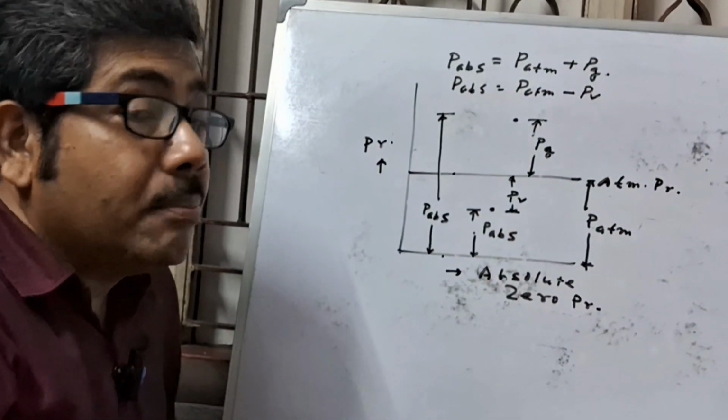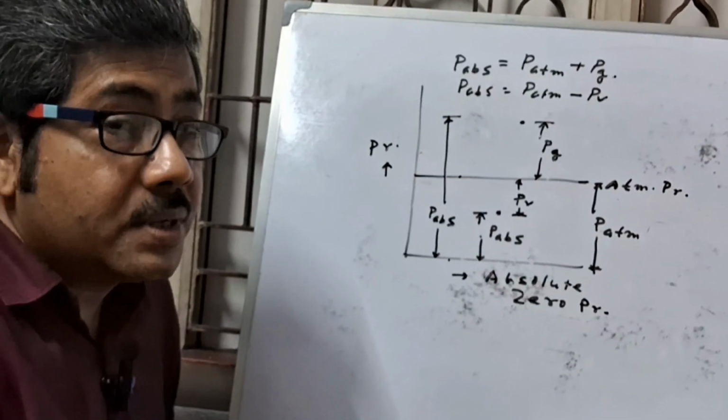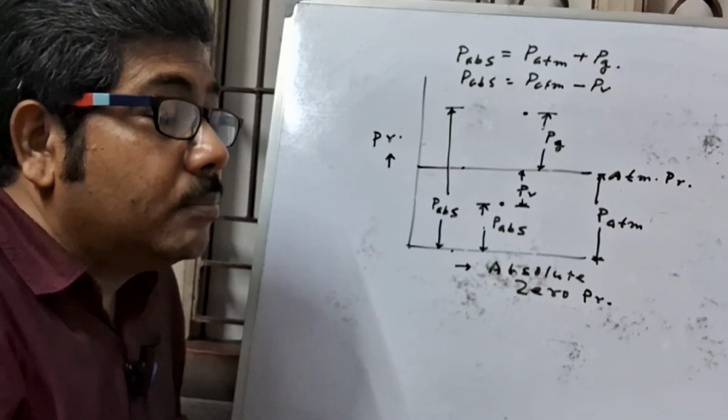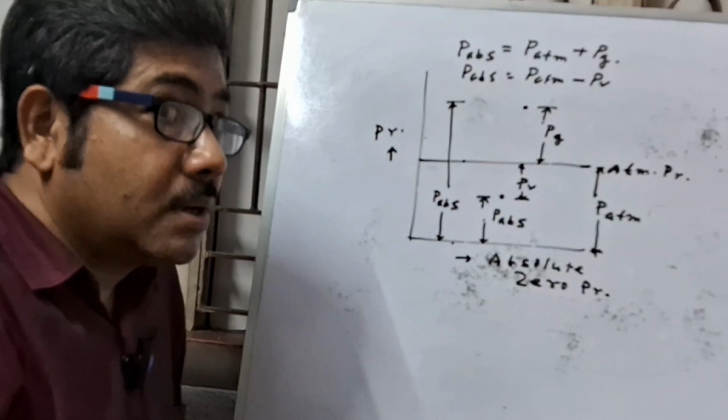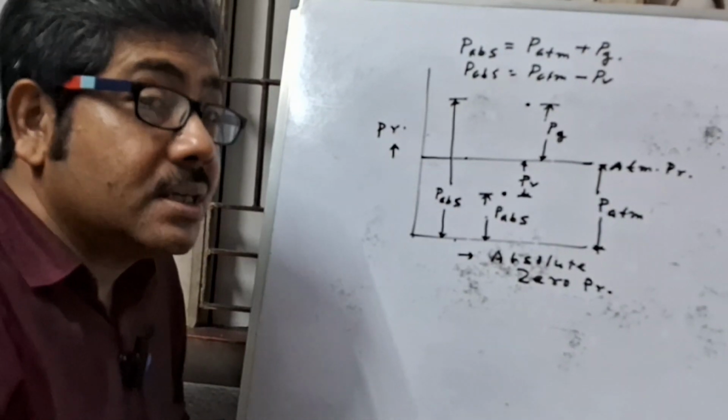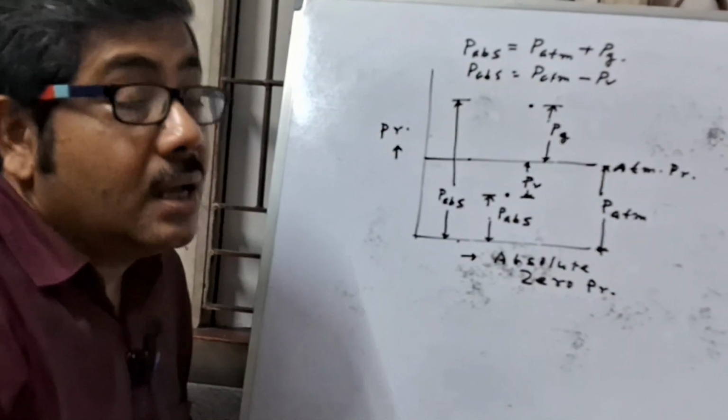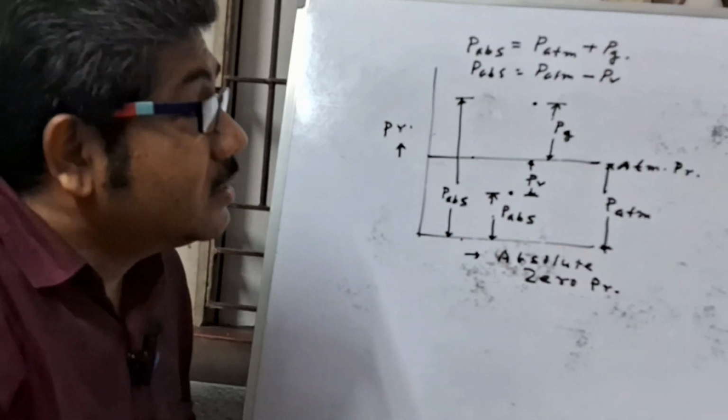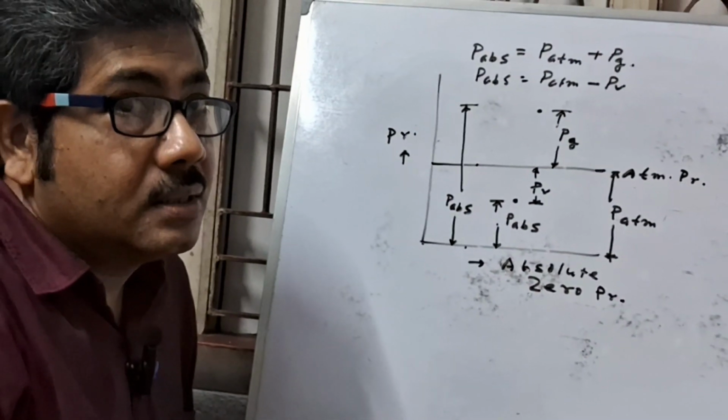So pressure is of mainly three types. Absolute pressure, the pressure exerted by the system on its boundary. Gauge pressure, when pressure is above atmospheric pressure. And vacuum pressure, when pressure is below atmospheric pressure.